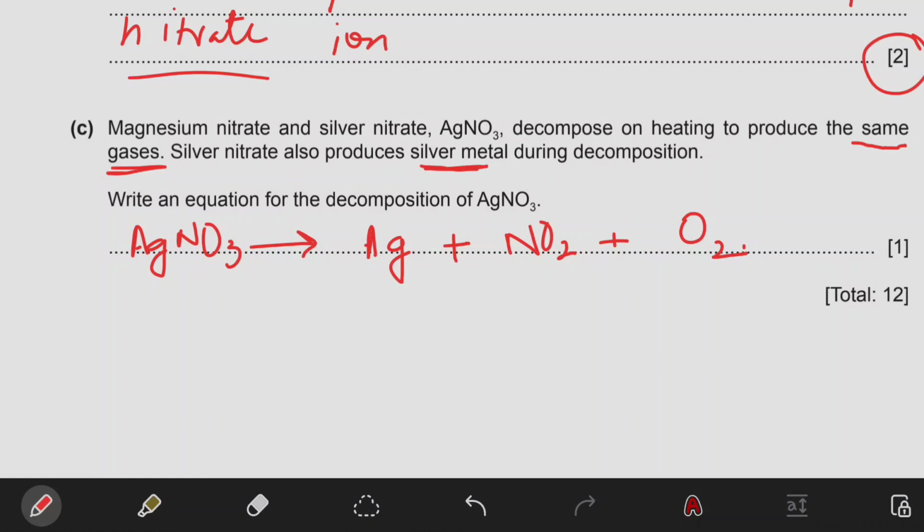Now simply try to balance the equation. Since oxygen here are 4 and here are 3, let me just write down 2 over here. Because I wrote 2 here, I wrote 2 there, and then for Ag2, and that's our balanced equation.